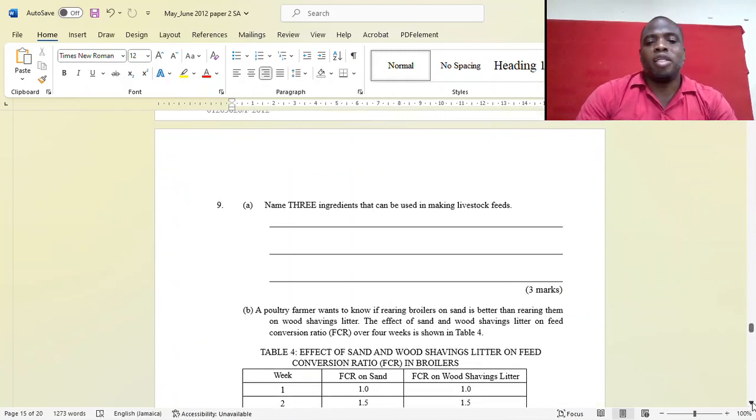Name three ingredients that can be used in making livestock feed. And we spoke about feed earlier. We want something that is going to be nutritious, and actually palatability is something that is of a concern.